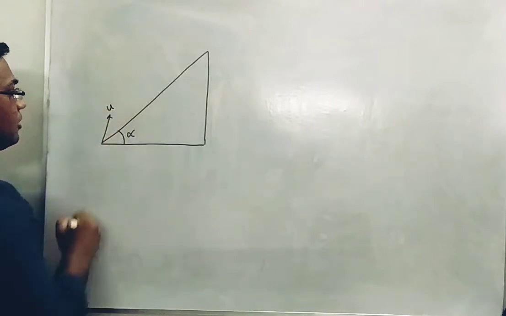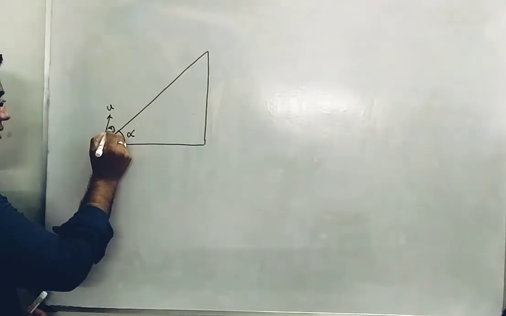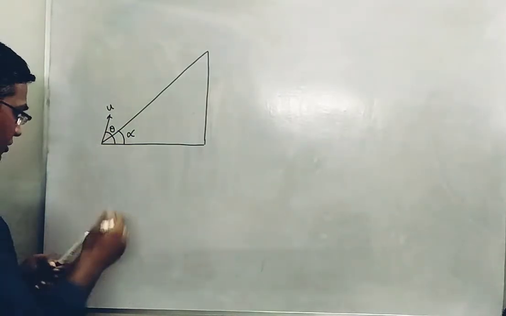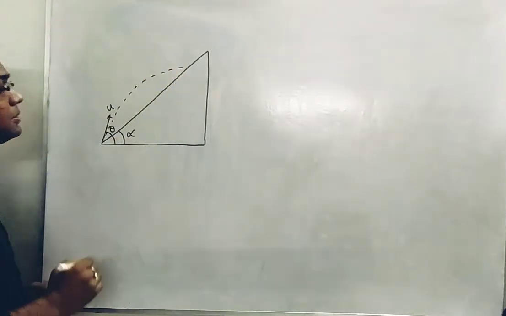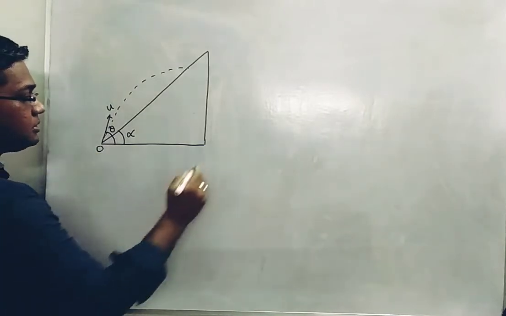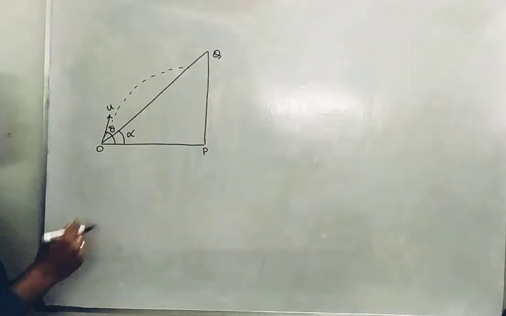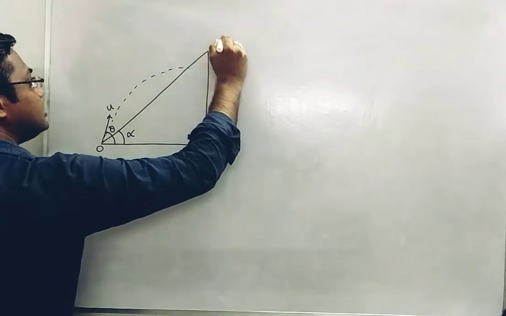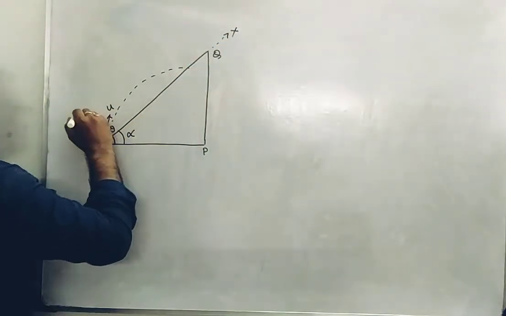If a particle is thrown with a velocity u, making an angle theta with the horizontal, then its trajectory is something like this. If I consider the point of throwing as O, then OPQ basically shows the inclined plane, and here I consider the XY axes like this.